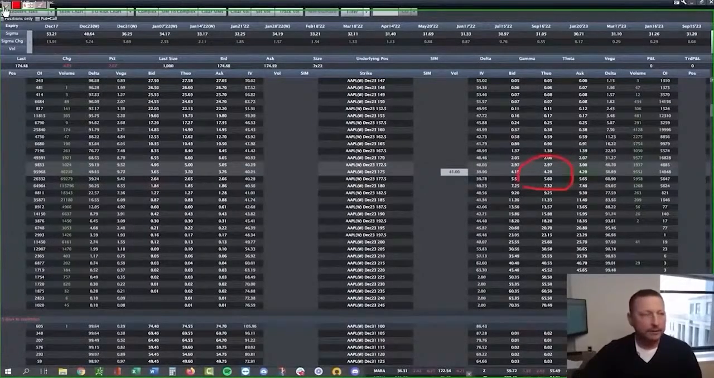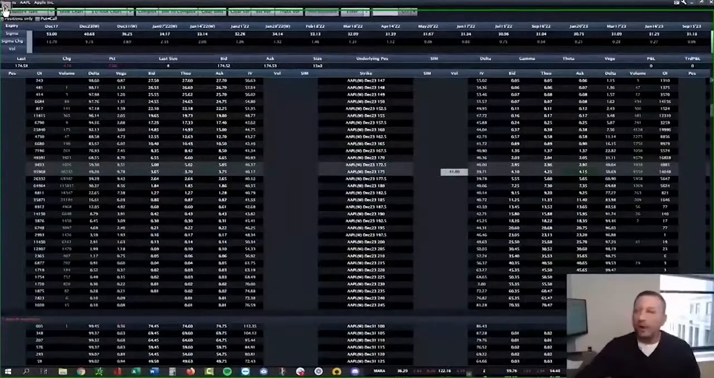Okay? Very important to understand that Vega is the same for both a call and a put, with the same expiration at the same strike. Okay. Now, other properties of Vega.